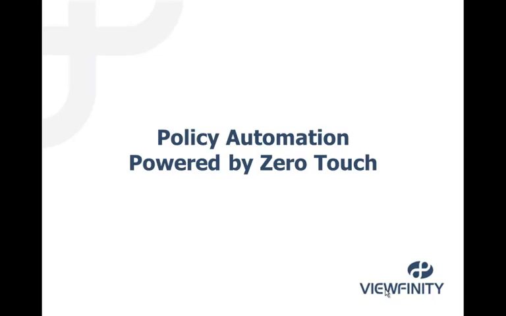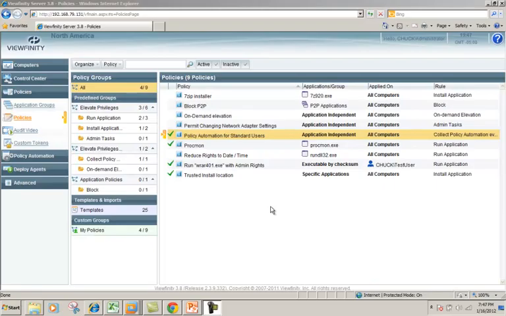Policy automation gives Viewfinity administrators the ability to monitor their environment and automatically create policy when an end user requires elevated privileges. Let's take a look at how this is configured. I'm just going to simply edit my existing policy, which is the policy automation for standard users.